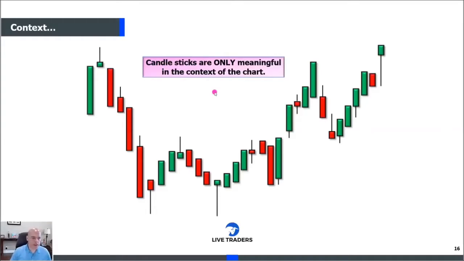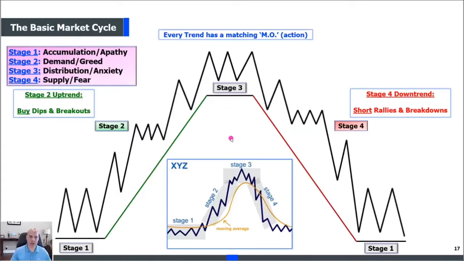Everything we talk about is in the context of the bigger picture. One candle, one section of a chart is not important. We want the whole picture. Fear, greed, the need to be right, not caring, anxiety, supply, distribution, apathy, accumulation, whatever you want to call it. This is what we trade in the market.